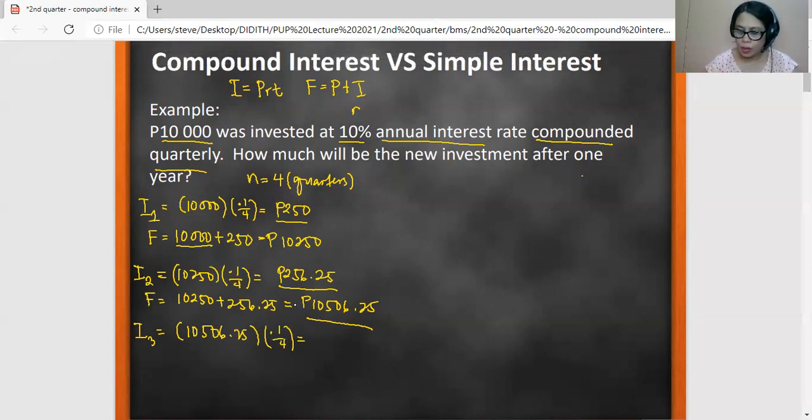So the interest at the end of the third quarter is 262 pesos and 66 centavos. And the final amount at the end of the third quarter will be the sum of 10,506.25 plus the interest at the end of the third quarter. So we have the new principal amount equal to 10,768.91.